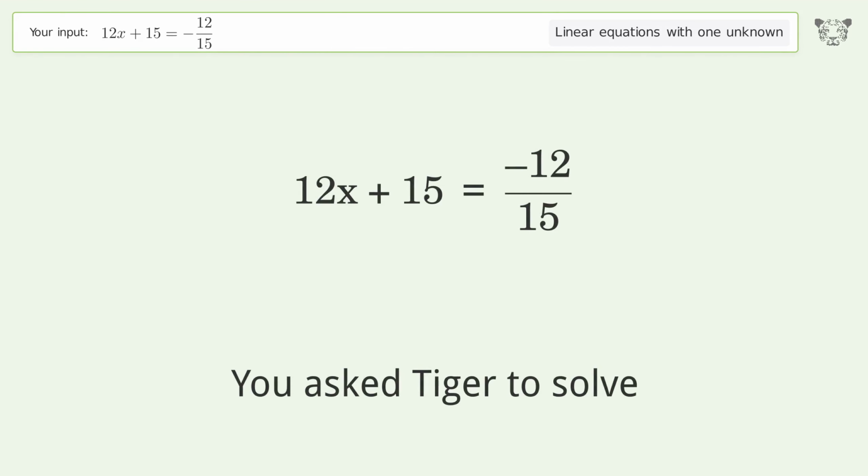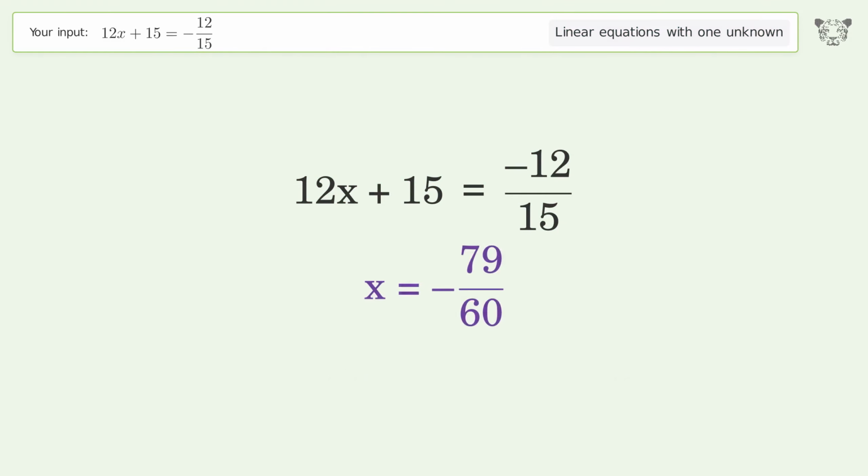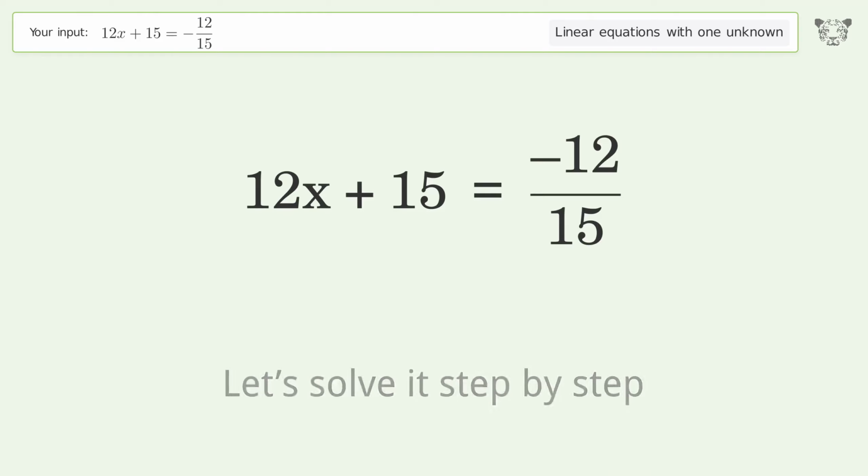You ask Tiger to solve this. This deals with linear equations with one unknown. The final result is x equals -79/60. Let's solve it step by step.